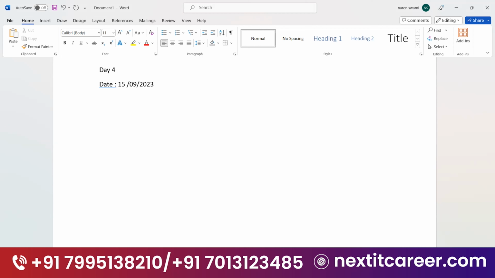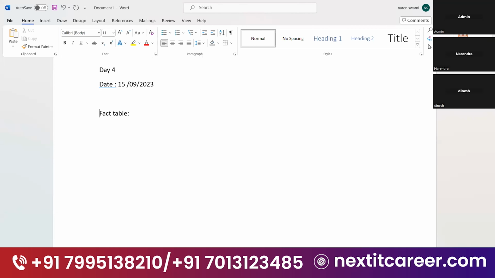Okay. So first we go with yesterday's class, what we learned yesterday, and after that we will come to today's class. Yesterday we learned about the fact table, right? So what is a fact? A fact table contains facts and measures, and the facts are nothing but the dimension keys. How the dimension keys will be available in the fact table, we'll see.